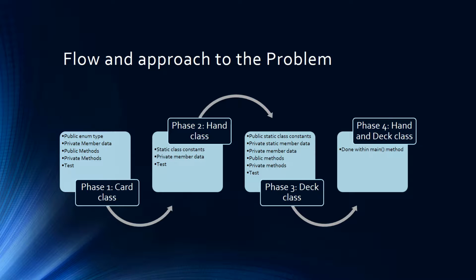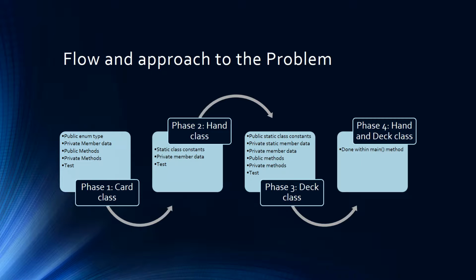Our flow and approach to this problem will consist of 4 phases. In phase 1, we will create the card class. The card class will consist of a public enum type, private member data, public methods, and private methods. We will then test the class. In phase 2, we create the hand class. The hand class will consist of static class constants and private member data. We will also run a test for this class.